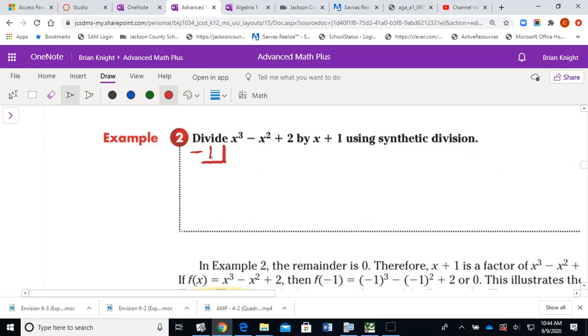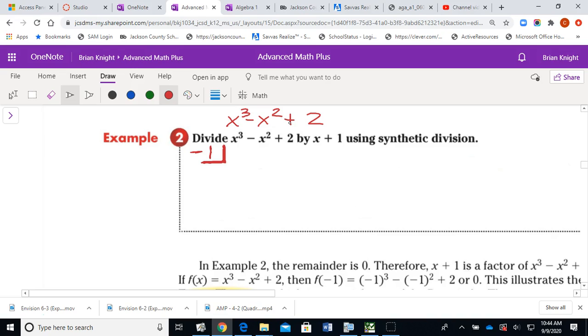Okay? Now by doing this, though, if you skip a variable, you have to put a 0 to hold its place. So what do I mean by that? You see how we're dividing x to the third minus x squared plus 2? What did we skip? We skipped just x. So you have to put a 0 there to hold that spot. Every time you skip one, you have to put a 0.